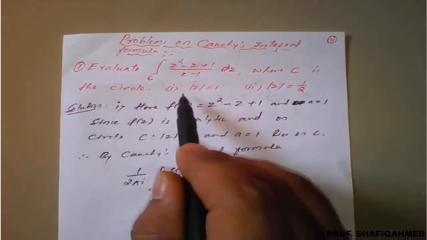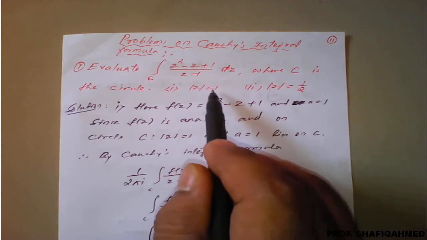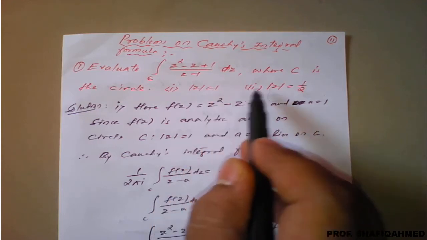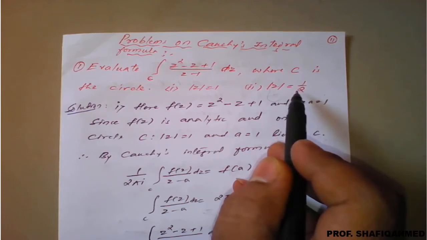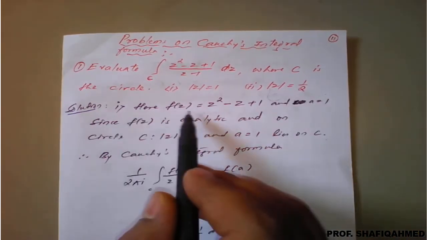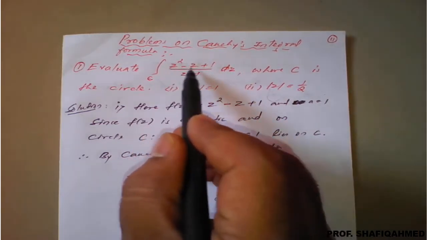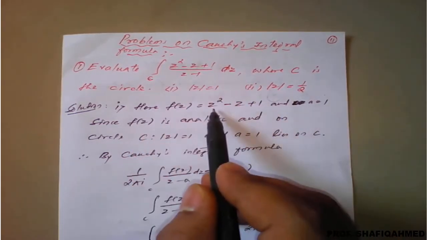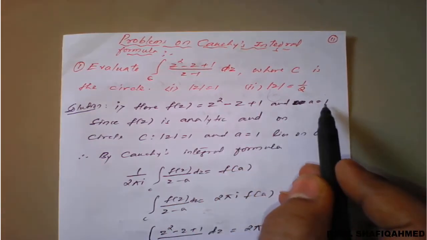C is the circle. So first we need to consider mod z equal to 1. This is a circle of radius 1, and mod z equal to 1 by 2 is a circle of radius 1 by 2. Now, here in the solution, f of z means only the numerator part that we have to consider, f of z, and a is equal to 1.